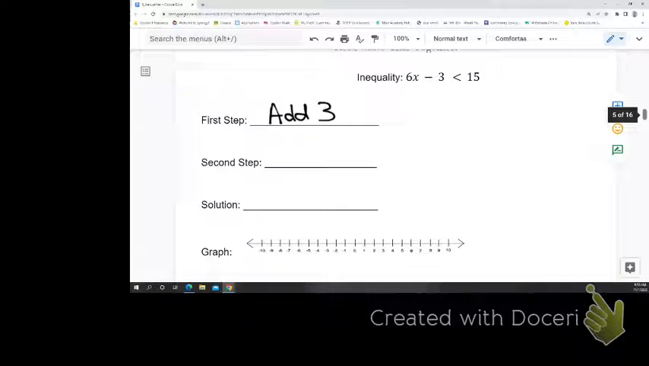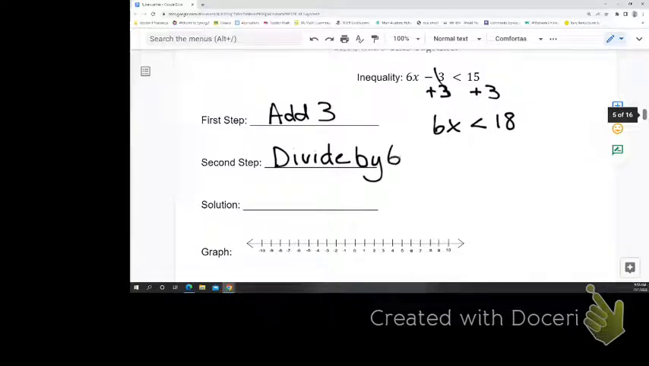So whether you like to write it in both places or you just move it over and make it plus 3 on the other side, that's what we're doing. We're adding 3. And then we'll divide by 6. So then our answer, x is less than 3. And then we make our number line graph.